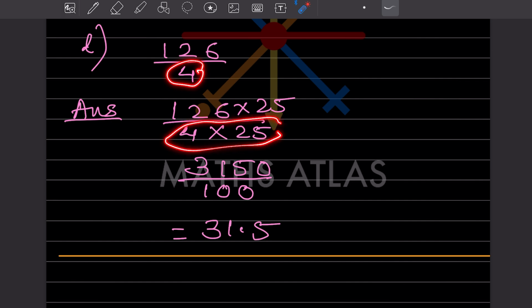Now look at here. This will be multiplied by 25. So this is going to be 100. And this also is going to be 3150. So 1, 2. Or you can do one thing. You can cut this one. So you will divide by 10. So that is going to be 31.5.